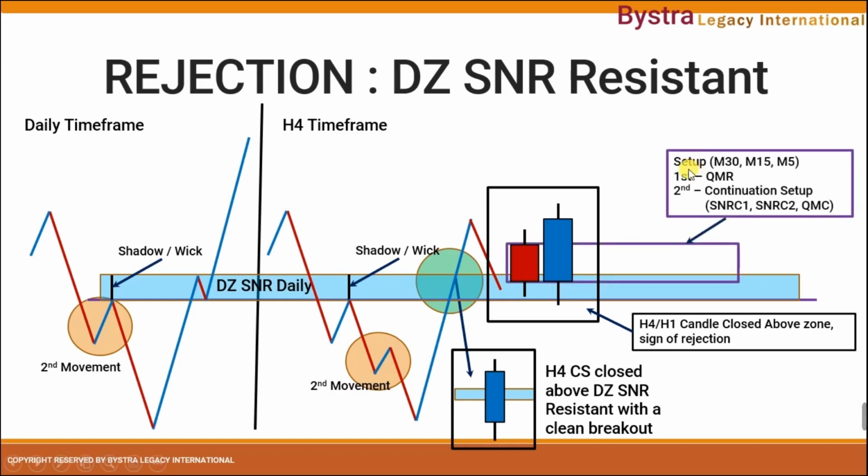If this is the H4 time frame, then we will look for the setup from the H1 time frame and below. If this is the H1 confirmation of rejection outside of the zone, then we look for the setup at the M30 time frame and below. So price will then come back to this area and continue on the uptrend.